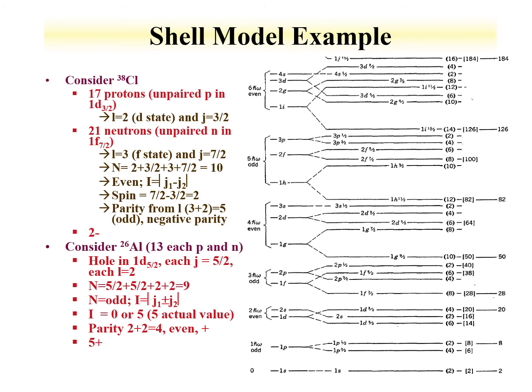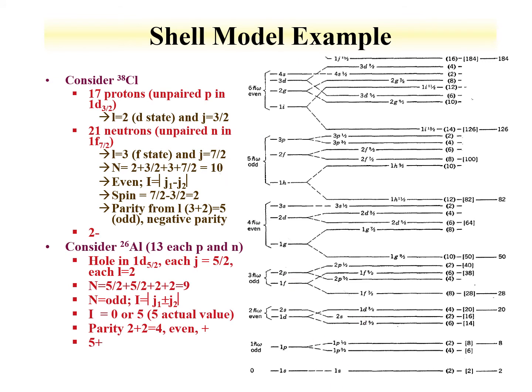For an example of the Nordheim number for an odd-odd nucleus, let's consider chlorine-38. Chlorine-38 has 17 protons, 21 neutrons. The 17th proton is going to live in this 1D 3/2 state. So the L is D, right? So D is 2, S being 0, P being 1, D being 2. And J, the spin, is 3/2.